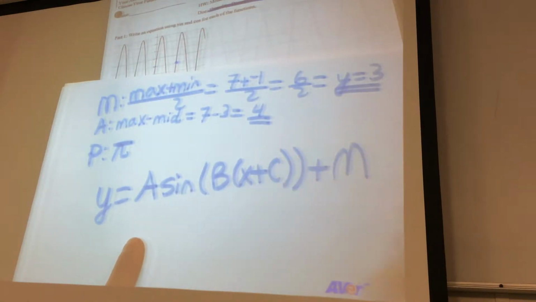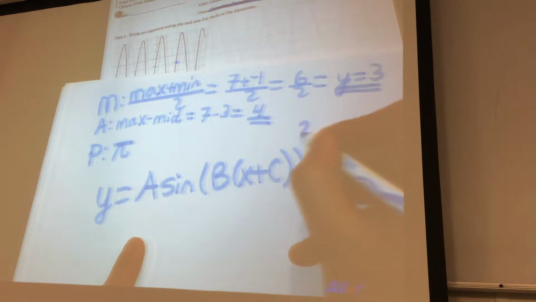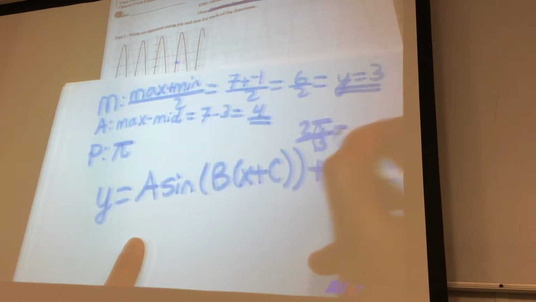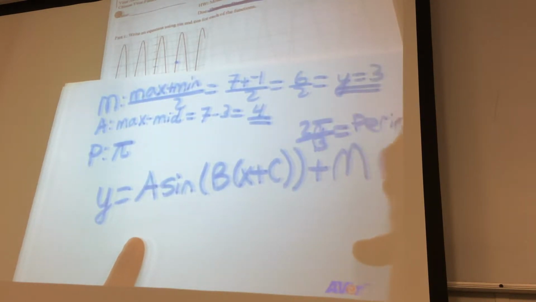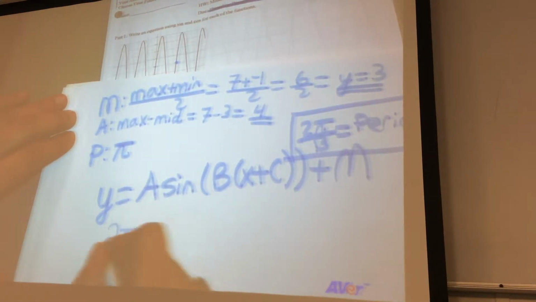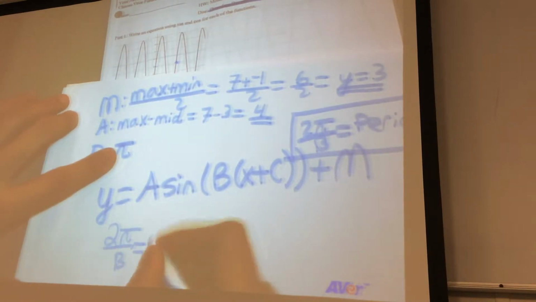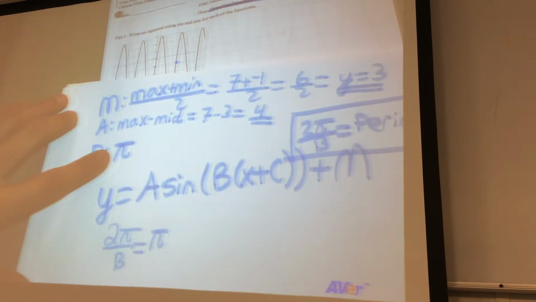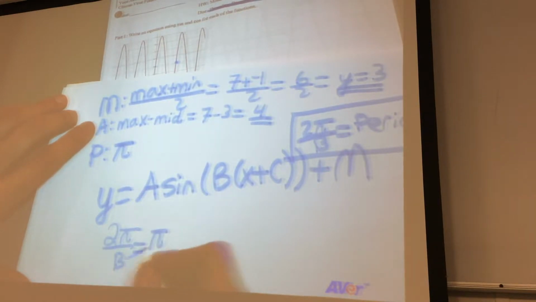So how do I find B? Well, we know that 2 pi over B equals the period. So let's use that formula. 2 pi over B has to equal pi. Solve for B.